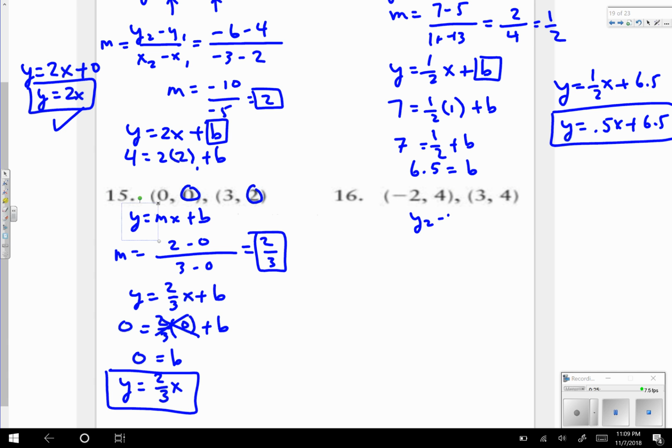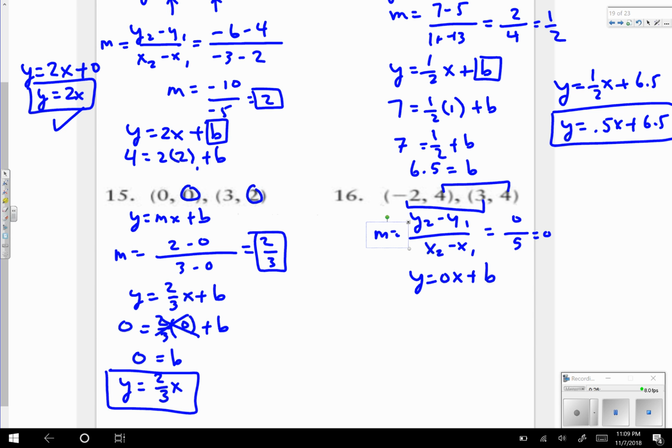So y2 minus y1 over x2 minus x1. So 4 minus 4 is 0. 3 minus negative 2 is positive 5. So 0 divided by 5 is 0. So our slope is 0. So I'm kind of glad that I did this problem. So y is equal to 0x plus b. So 0x is just 0. So that cancels out.